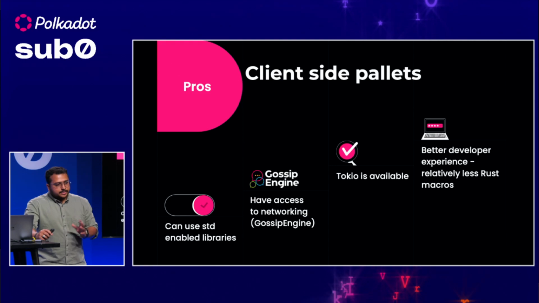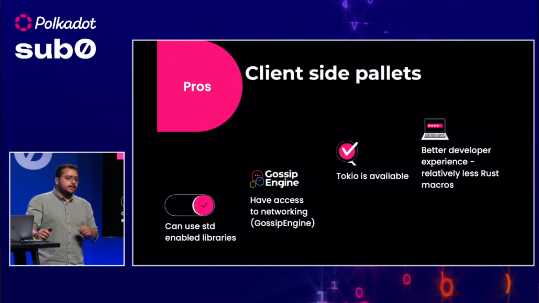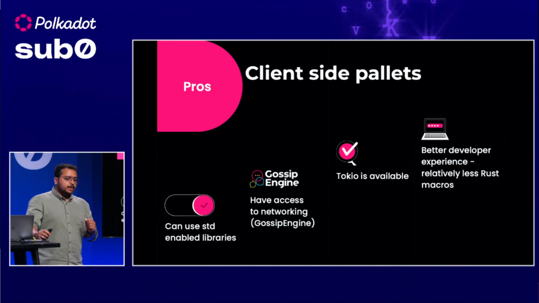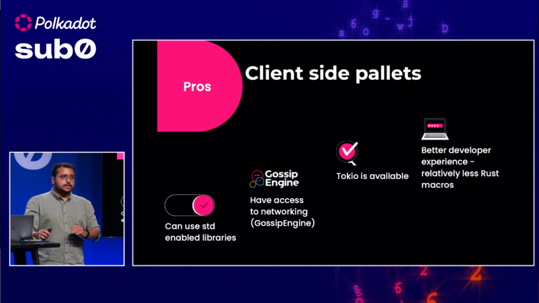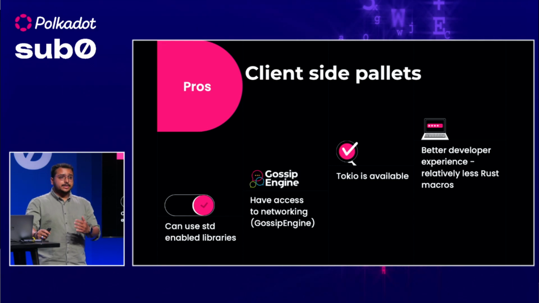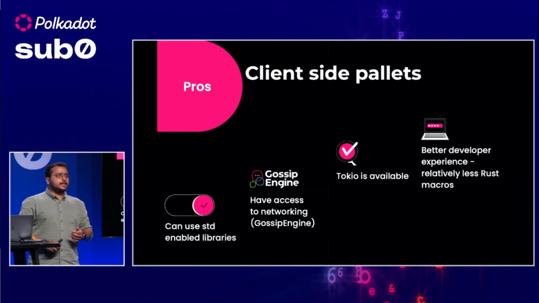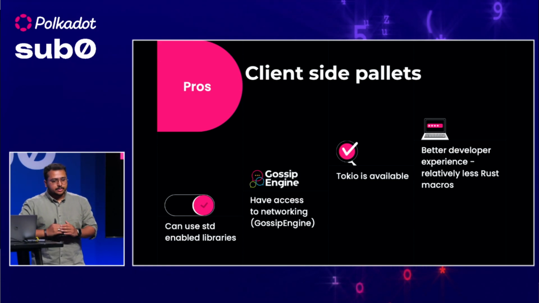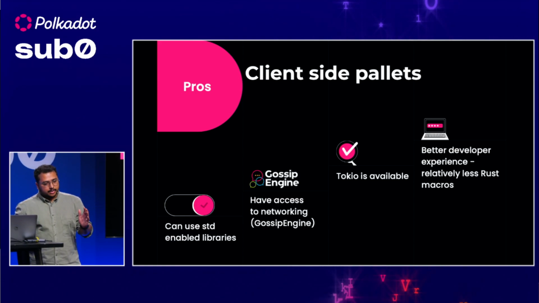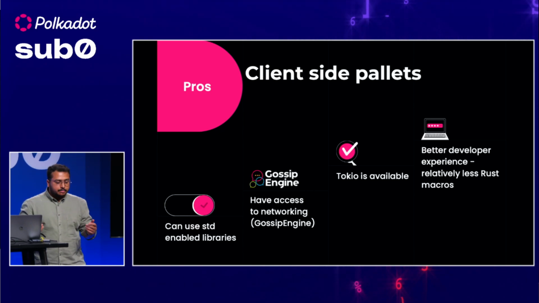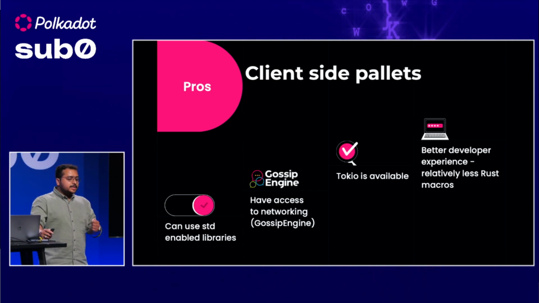So let's get into client side pallets and what our experience with them was. It's very easy to work with, because it's pure Rust. There is relatively less macro usage, and it's not put into a fixed type system like a runtime, where we have to follow certain structures and patterns to make everything compile. So it's much easier to work with.